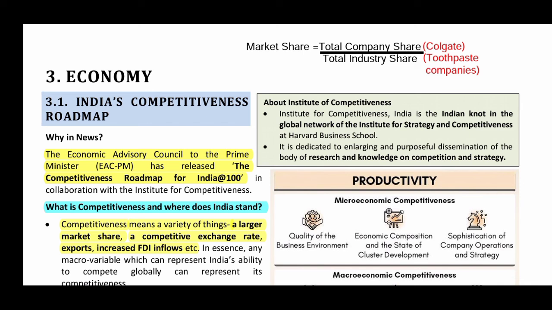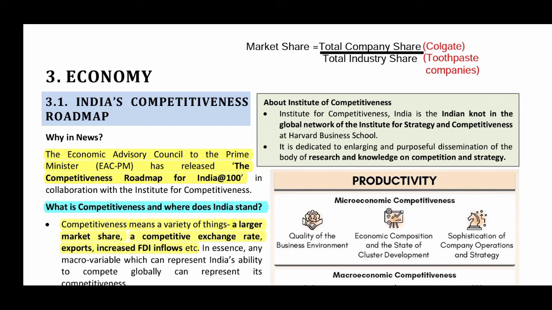What is the exchange rate? The exchange rate is the value of one nation's currency in terms of another nation's currency. So for example, US dollar to Indian rupee. The exchange rate is 80 because 1 US dollar is equal to 80 rupees. So a competitive exchange rate will be good for the economy.